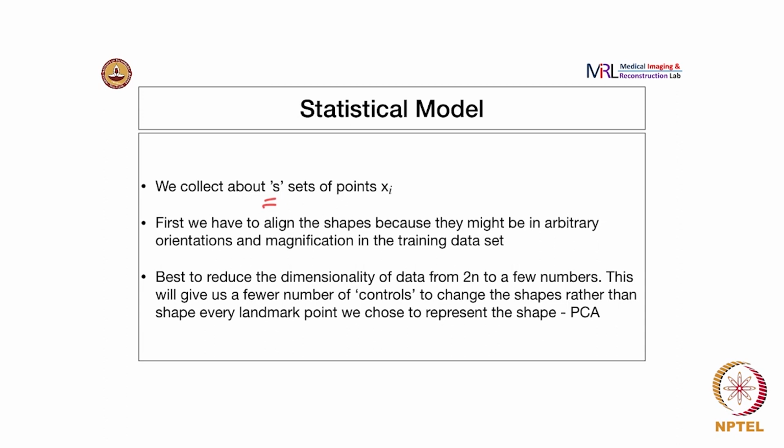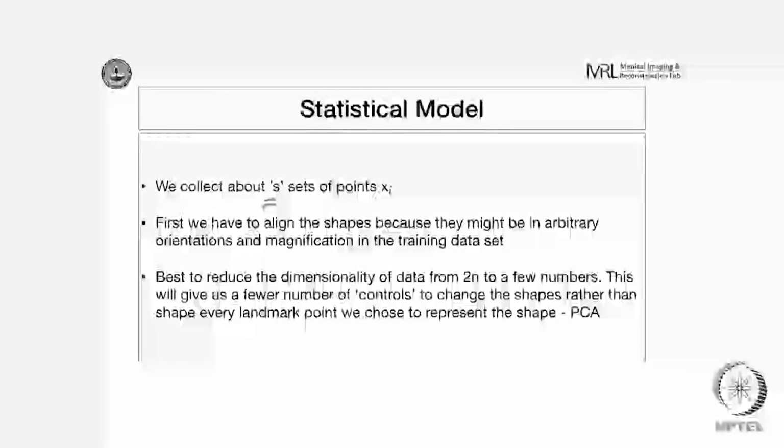Why is an alignment required? Because these shapes may be in arbitrary orientations or pose and magnification, that is scaling, in the training data set. So we don't want that. What we want is a variation of the shape, but we don't want to have them in different poses. We can always estimate the pose and the scaling. What is hard to estimate is the natural variability of the shape. So we want our model to encapsulate just the variability of the shape itself and not its pose and magnification or scaling. That's the one step that we have to do.